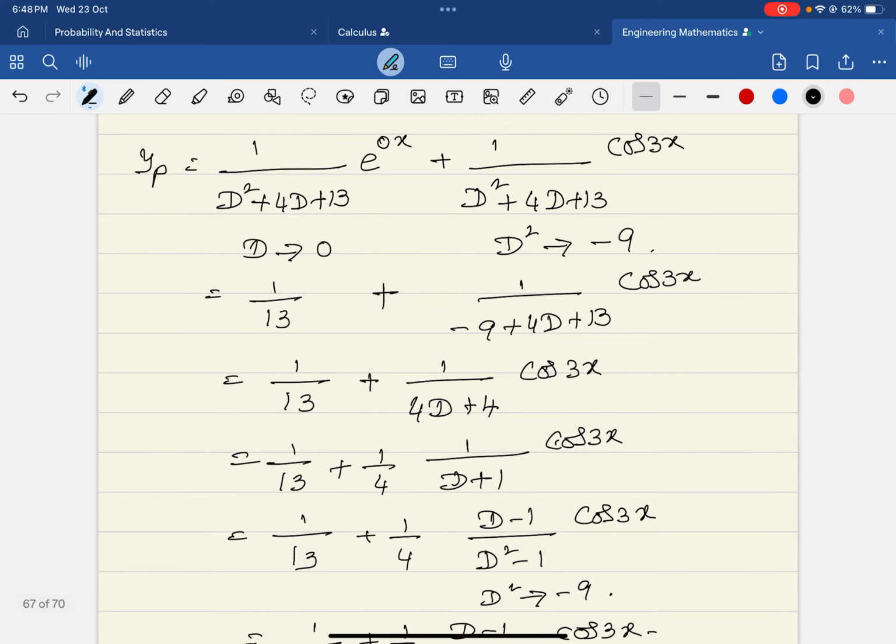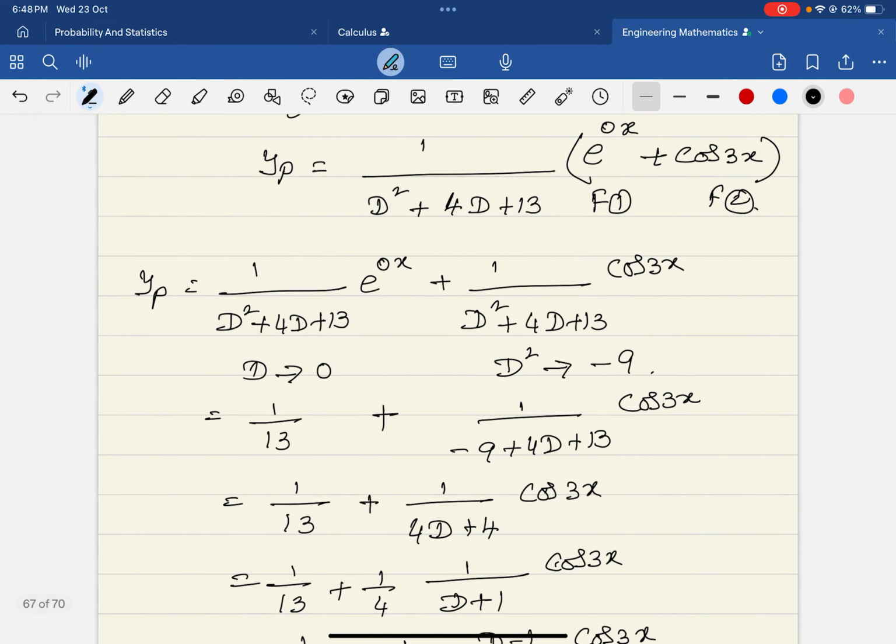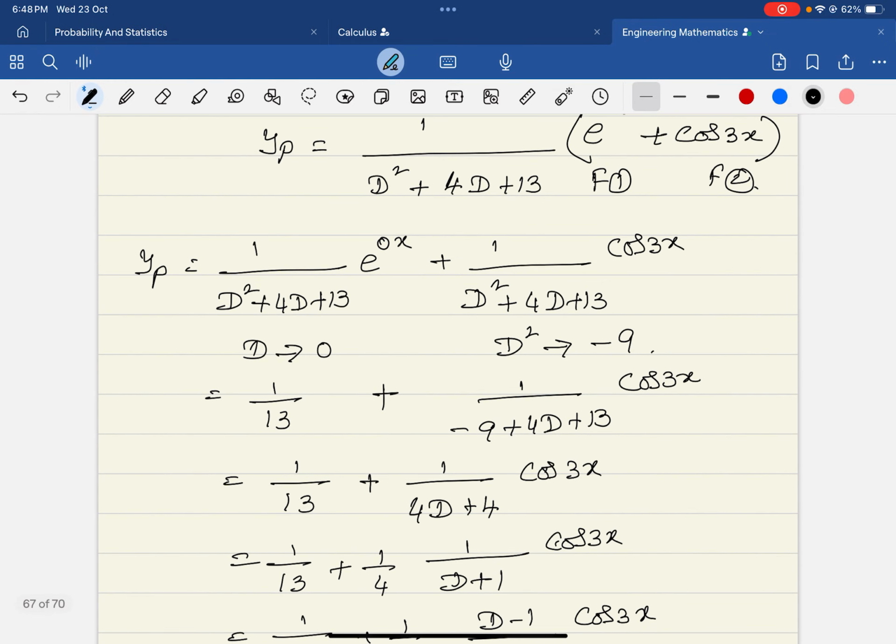Yp you get, and then you will write y is equal to yc plus yp. I hope it is clear now. So this is the method we have to follow. I hope you could understand. In this particular problem we have done form 1 as well as form 2.